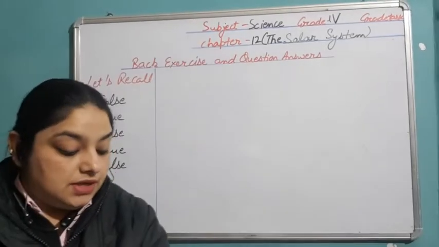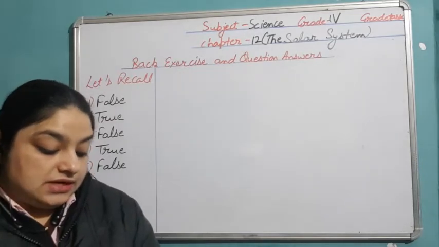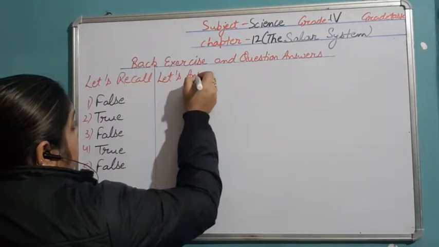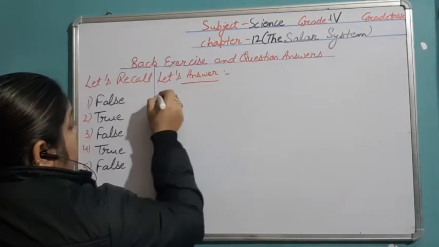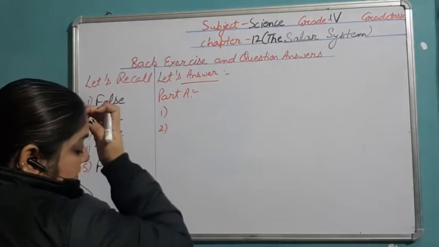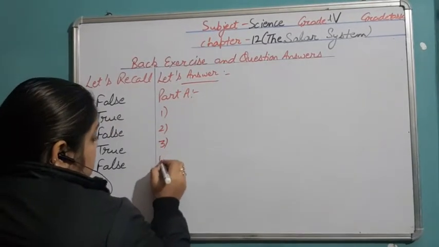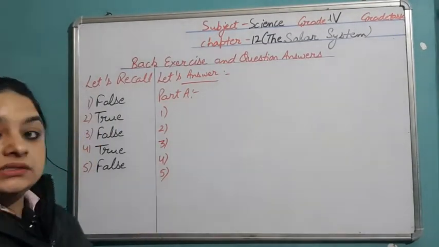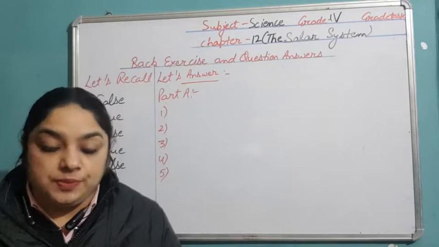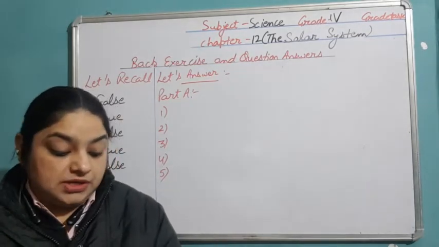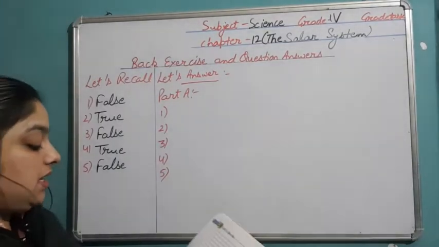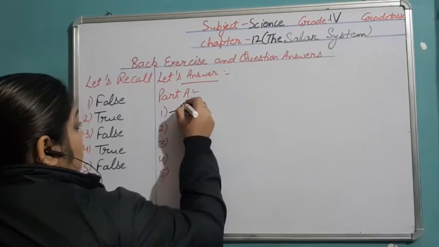After this, we'll start with back exercise of let's answer. Part A is your MCQs, meaning 4 options are given, multiple choice questions. You have to choose the correct answer. I will be writing only answers on the board. First is, which of the following is the largest planet? A. Mercury, B. Jupiter, C. Venus, and D. Earth. Answer is B. Jupiter. So on B put a tick.